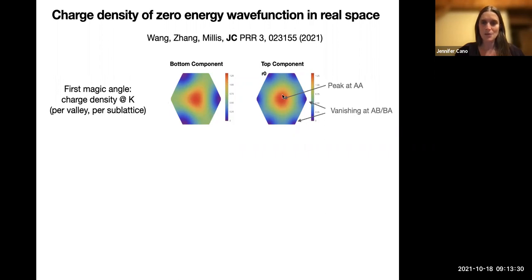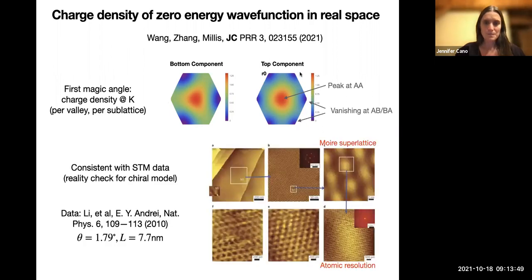unit cell. The center of the unit cell corresponds to AA stacking between the two graphene layers. And then there are these vanishing points at the corners where the density of states vanishes. And actually, we can show analytically that these are exact zeros, a node in the wave function. It literally vanishes. And so the first check here is that we can compare this to experimental data and see that it agrees with what's seen in the experiment.